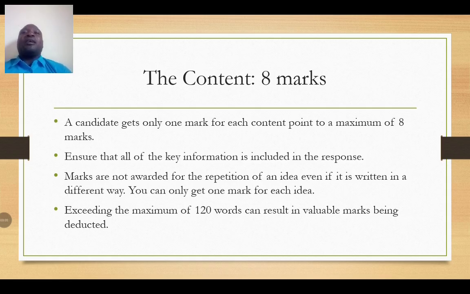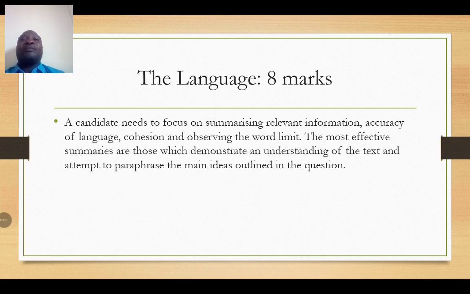The maximum number of words is 120. So anything written after 120 words will not be counted. For instance, if you have written 7 points in 115 words and then start your 8th point from the 116th word, it will not be counted. So you will get 7 points in the content out of 8. Now let's talk about language.